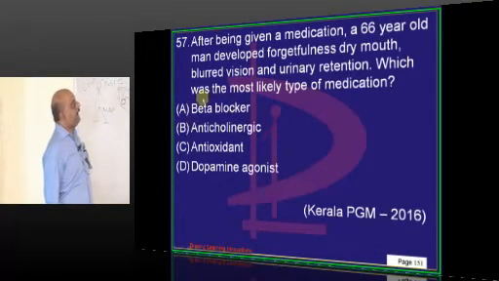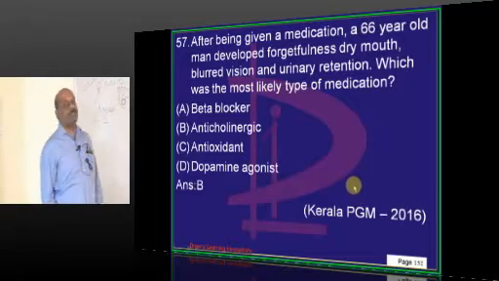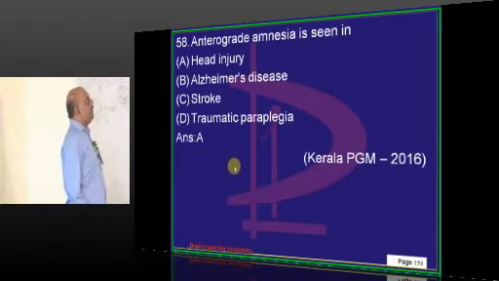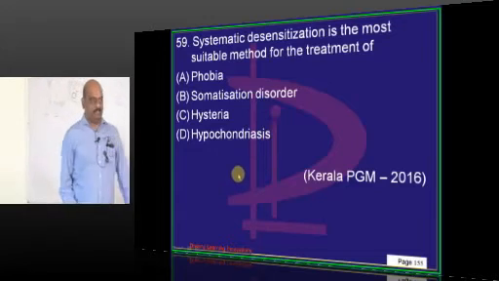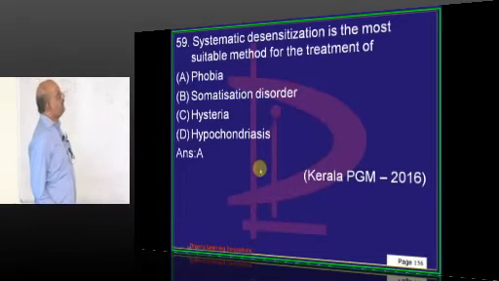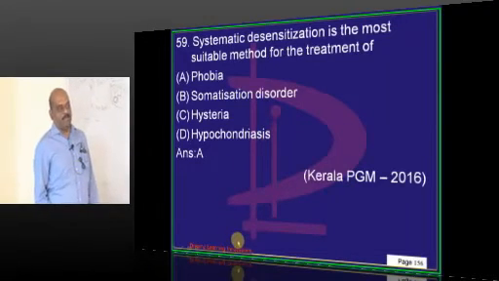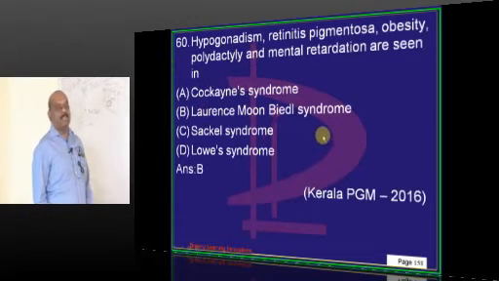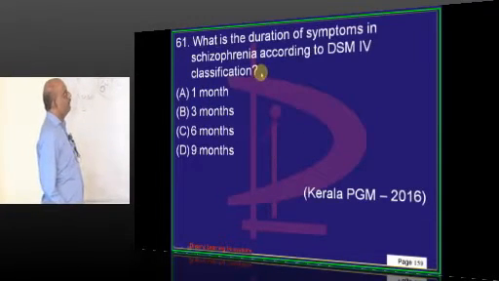66-year-old forgetfulness with dry mouth, blurred vision, urinary retention, all because of anticholinergic effects. Anterograde amnesia, you see it in head injury. Systemic desensitization is a feature, you use it for phobias. Hypogonadism, retinitis pigmentosa is Laurence-Moon-Biedl syndrome.